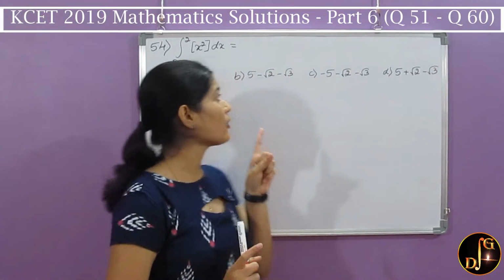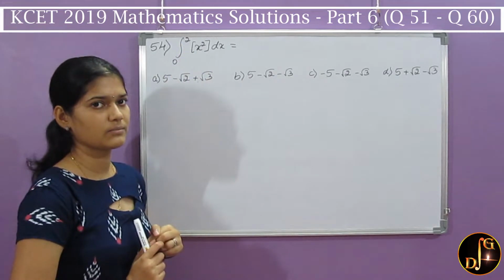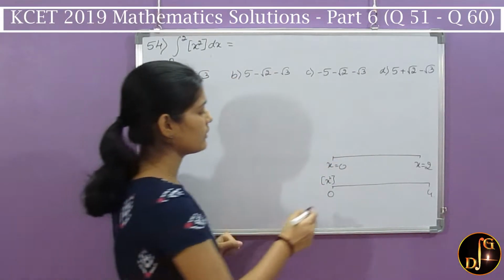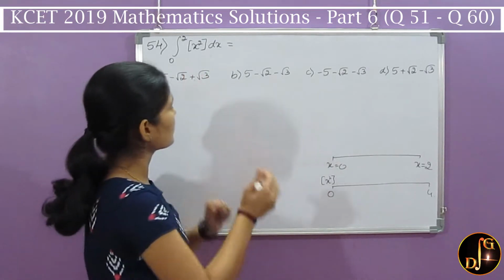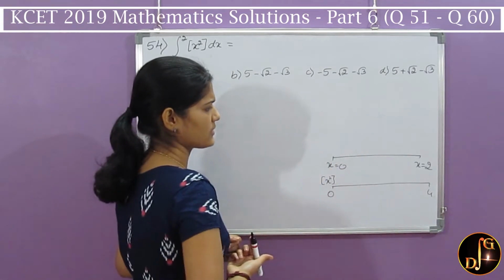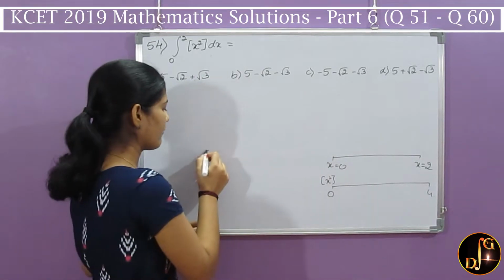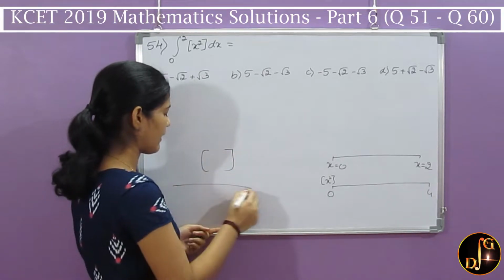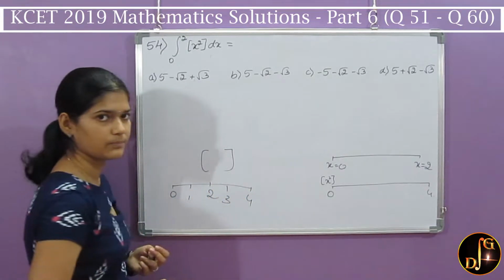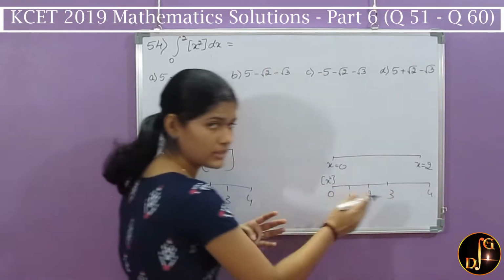In this problem, we have to find the integration from 0 to 2 of the greatest integer function of x square dx. How to find this? If we apply x is equal to 0, then the function value will be 0. If we apply x is equal to 2, then the function value is 4, right? How to solve this? That means we will get the values from 0 to 4. We have the greatest integer function. So the value of the function will be either 0, 1, 2, 3 or 4. Right? That means we will get different values here.